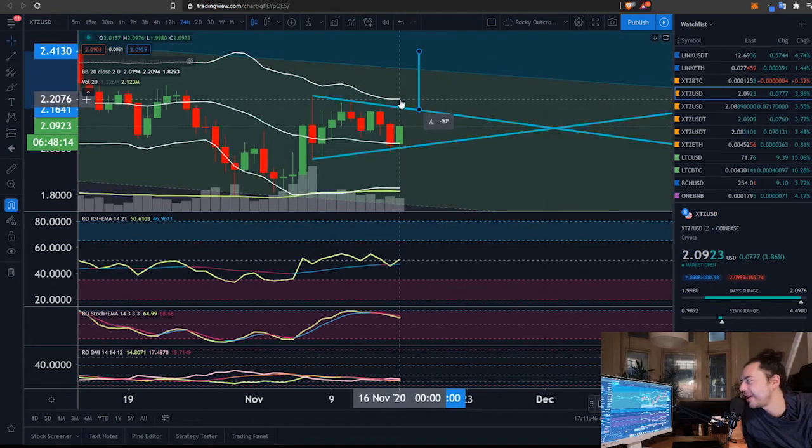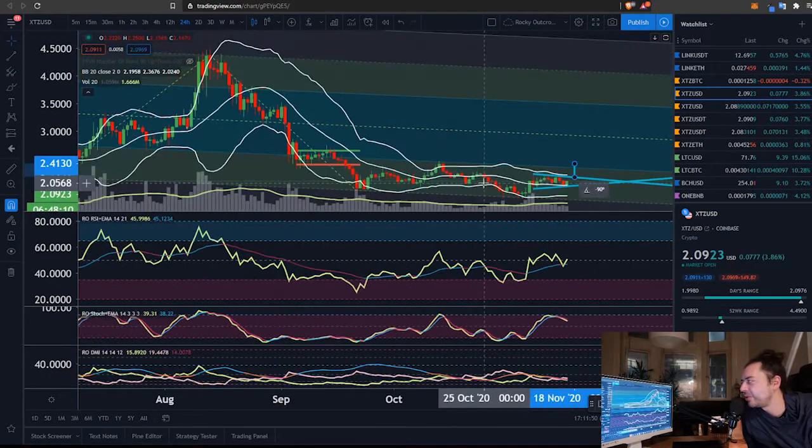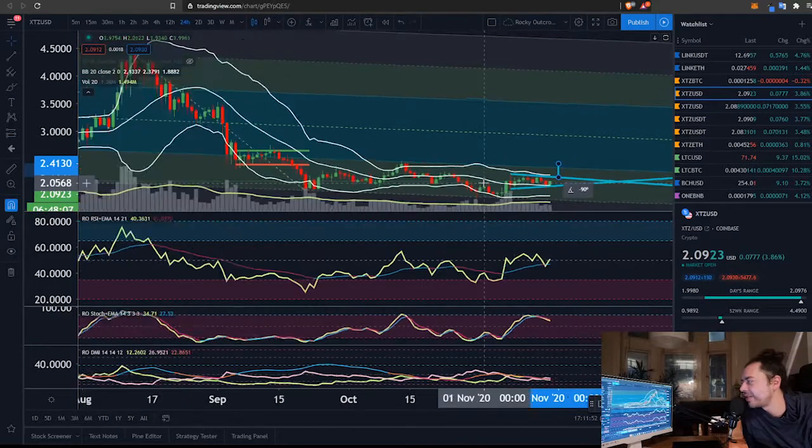The top end of the Bollinger Band is coming in there at the 2.20s. We've got to bear in mind that 2.22 is going to be important for us for a lot of levels.